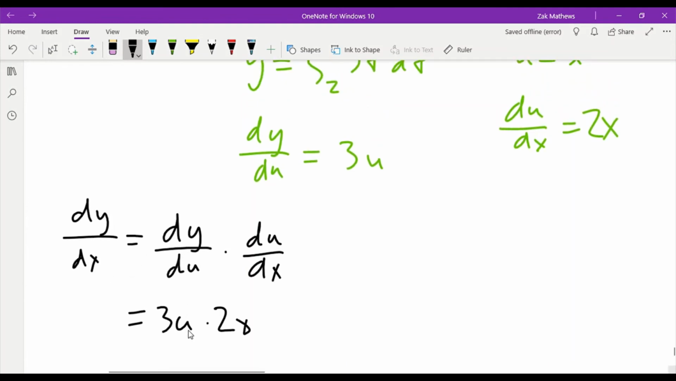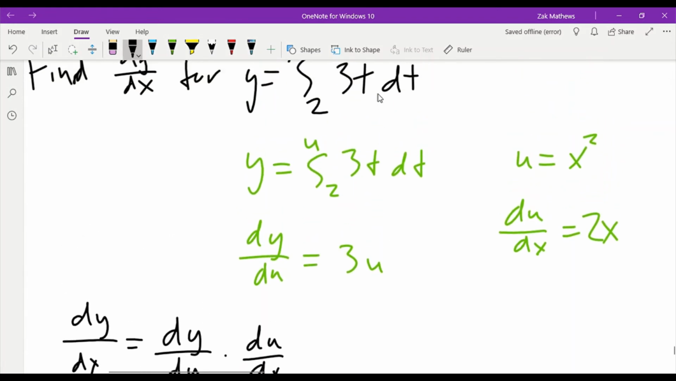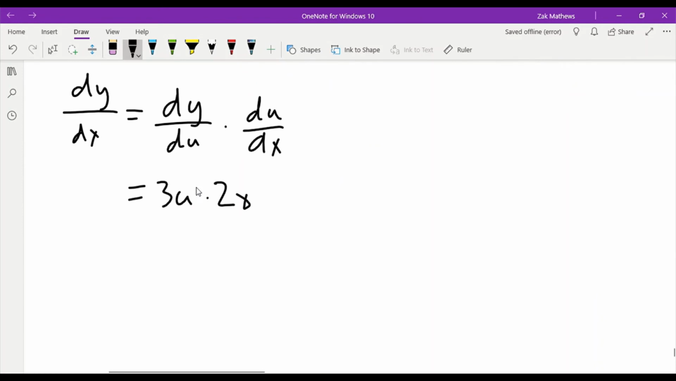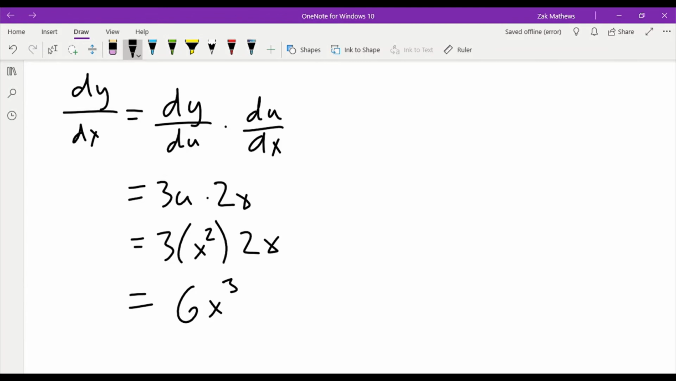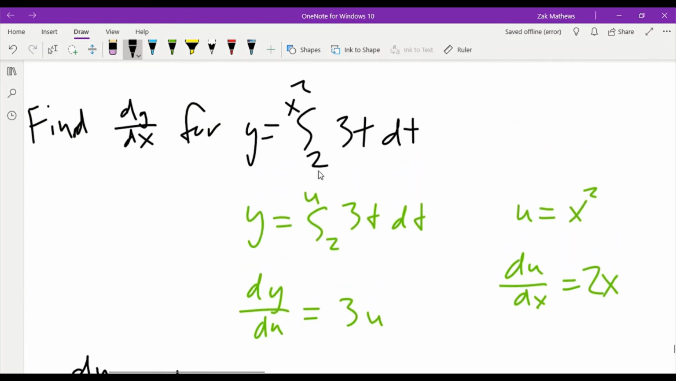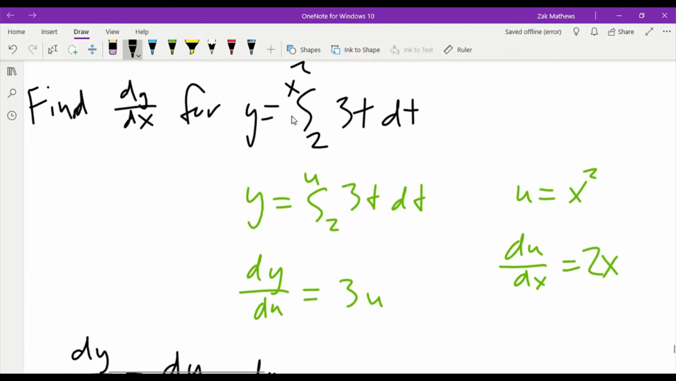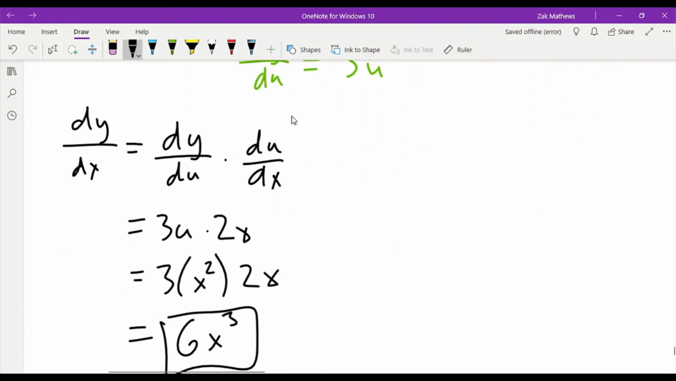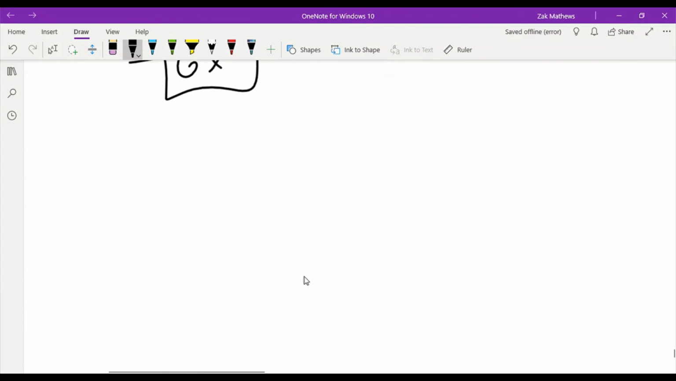Now u is just a made-up figment of my imagination to make this problem a little bit easier. It wasn't actually there to begin with. So what I need to do is go back and make sure I replace that u with what it actually was. u was x squared. And so when I multiply all these together, I get 6x cubed. So if we have a function inside the upper or lower bounds for those integrals, we're going to have to still treat this as a chain rule. Let's do one more with that idea.